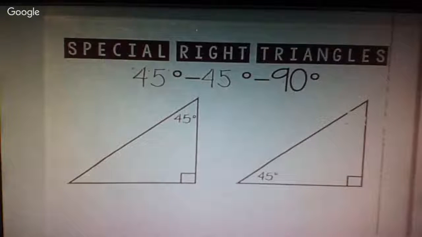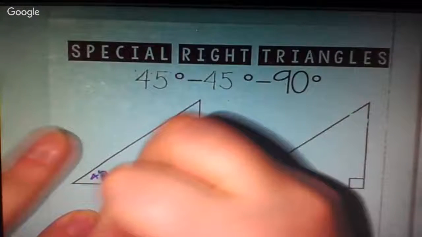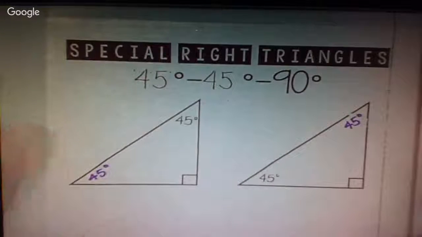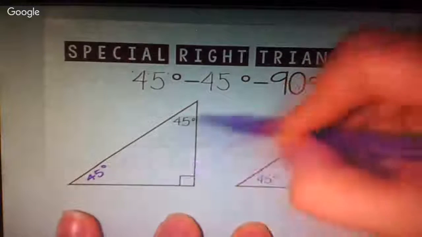Okay, so hold on. Let's not fold it yet. Let's do this first. All right. So these are special right triangles. 45, 45, 90. So here's my question. 45, 45, 90 talks about the measures of the angles. If these are 45, 45, 90 angles, what kind of triangles are these? They're right triangles. Isosceles. These are isosceles triangles because these two angles.